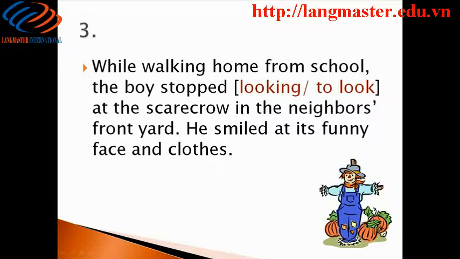3. While walking home from school, the boy stopped to look at the scarecrow in the neighbor's front yard. He smiled at its funny face and clothes. Answer: to look. He stopped to look, so he quit walking in order to take a look.